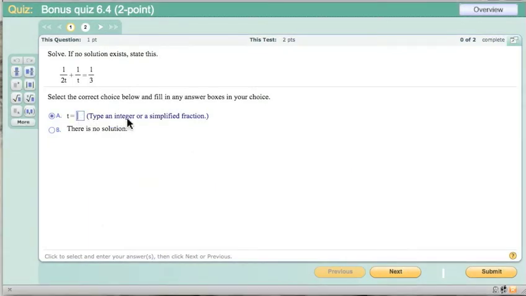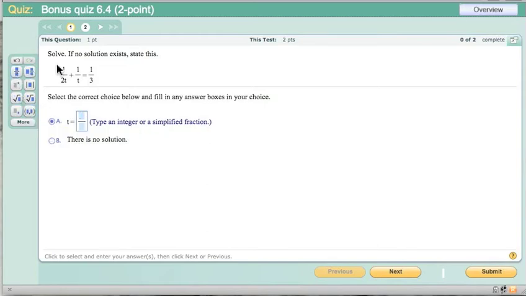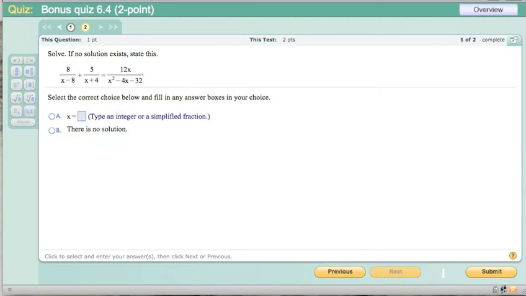They want us to type an integer or a simplified fraction. I said it was 9/2 or 4.5. I wouldn't want to put that decimal in there. They want an integer or simplified fraction. So 9/2 was the simplified fraction. So we have 9 over 2. And we get on to the second part.